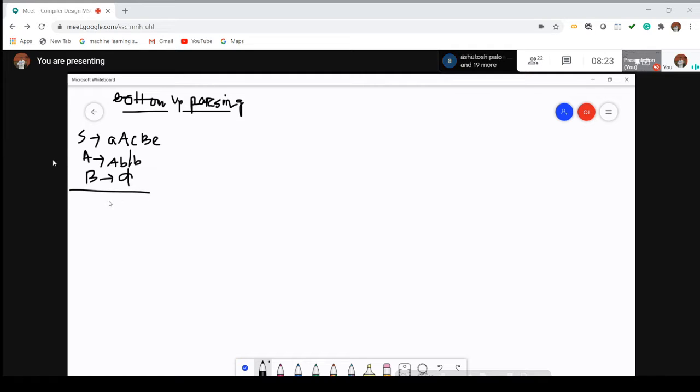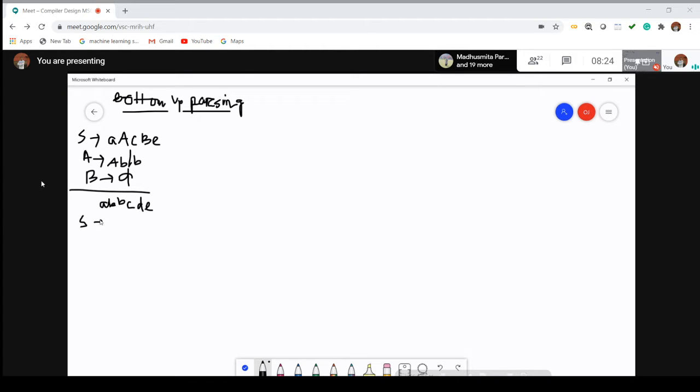So let my input string equal to a b b c d e. Grammar is given to you, input string is given to you. You have to construct the bottom-up parsing. So how to construct? First step, you go for checking whether you can get this input string from the start symbol or not. So let us check whether we can get it from the start symbol.